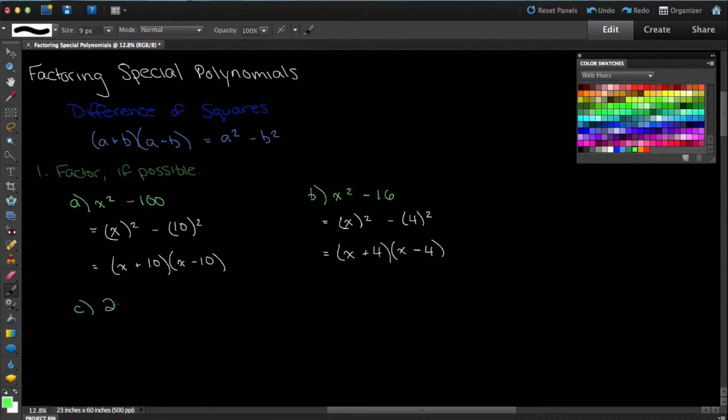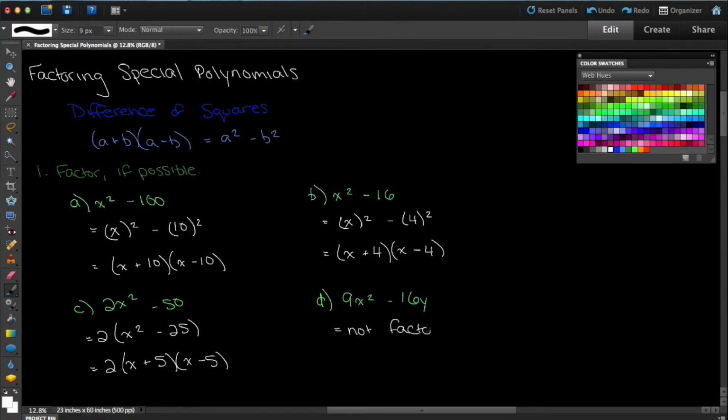C, 2x² - 50. For this example, we first have to find the common factor between 2x² and 50. In this case, it is 2. Simplifying the binomial, we get 2(x² - 25). From here, we can continue as we did in the previous examples. Knowing that the square root of 25 is 5, we get the answer 2(x + 5)(x - 5).